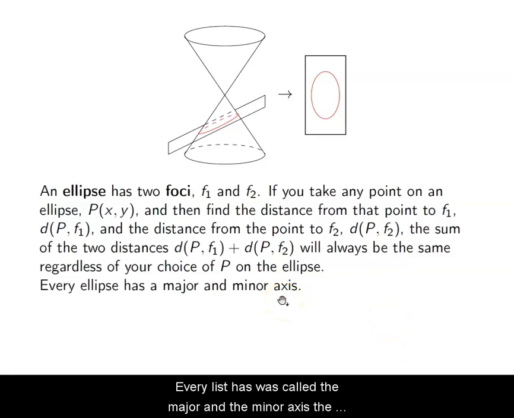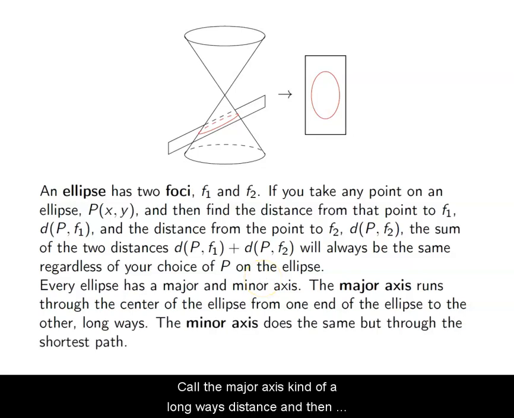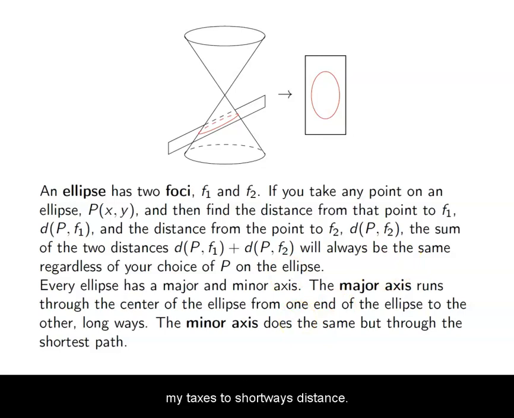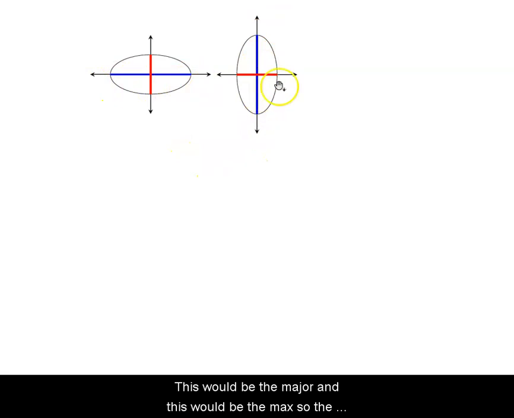Every ellipse has what's called the major and the minor axis. The major axis is the longest length between one point and its opposite point. And the minor axis is the smallest distance from one end to its opposite end. Okay. And so the major and the minor axis, they all go through the center of the ellipse, right? So we call the major axis kind of the long ways distance, and the minor axis the short ways distance, right? Or the shortest path. So this would be the minor, and this would be the major. Okay. This would be the major, and this would be the minor.